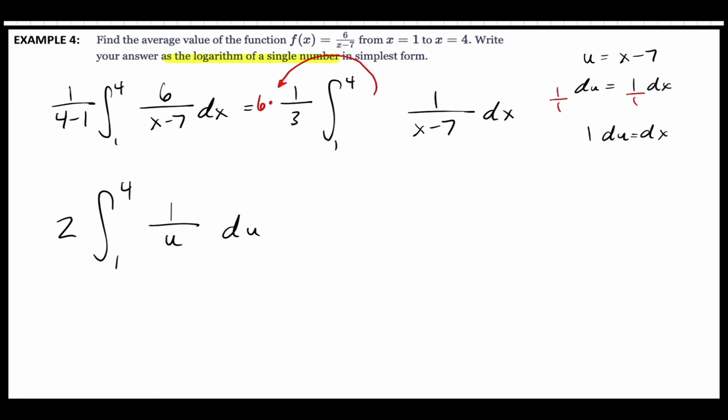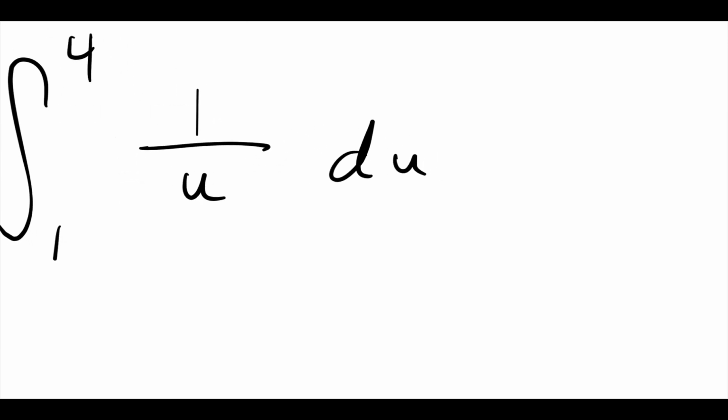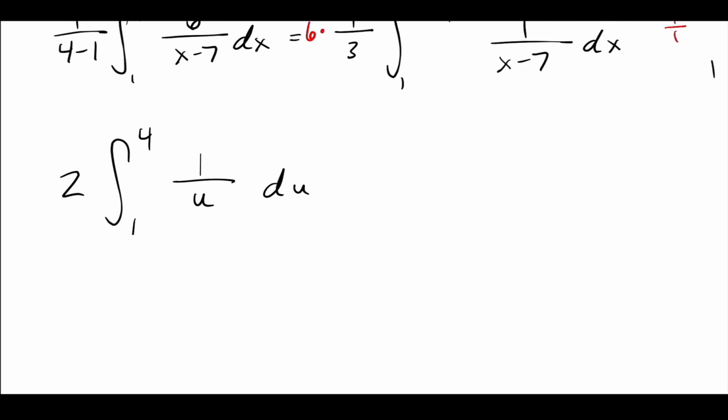We've seen this antiderivative a lot, 1 over u. The antiderivative is natural log. So I have 2 times the natural log of u, and I have to evaluate that from 4 to 1. The u substitution, the calculus part, if you will, is done. No more calculus part. The rest of it is plugging it in and seeing what we get as an answer.